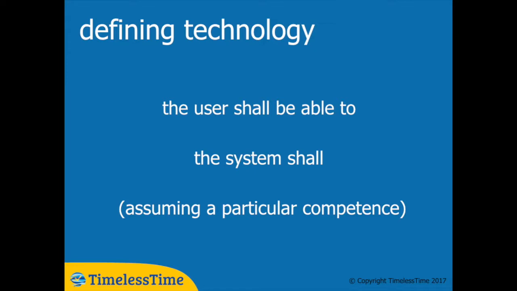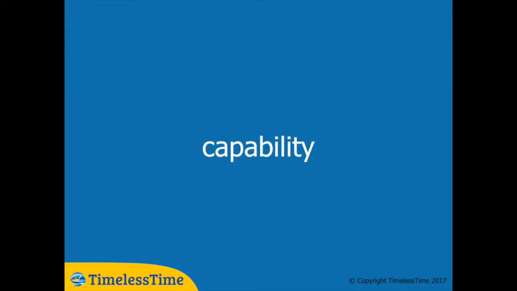If they don't have the competence to use the technology, then clearly they will not be able to do what they're expected to do. So we can define technology by what it enables the user to do, what it allows that user to do with that technology, assuming a particular competence. And so we can see the balance again used when we define technology.